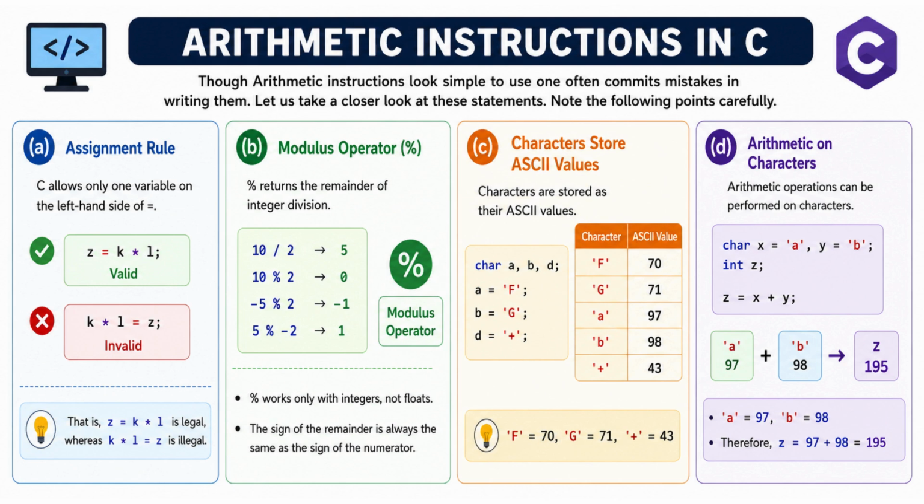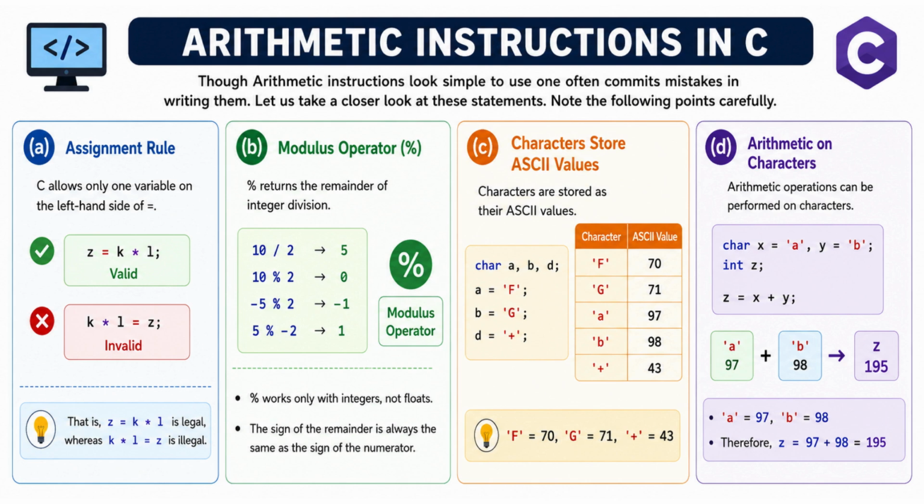Point A. C allows only one variable on the left-hand side of equals. That is, z equals k multiplied by l is valid, whereas k multiplied by l equals z is invalid. B. C also provides a modular division operator. This operator returns the remainder when one integer is divided by another. For example, 10 divided by 2 equals 5, whereas 10 modulus 2 gives remainder 0. The modulus operator works only with integers and cannot be applied to a float, and the sign of the remainder is always the same as the sign of the numerator.